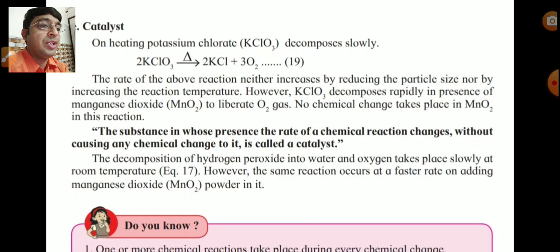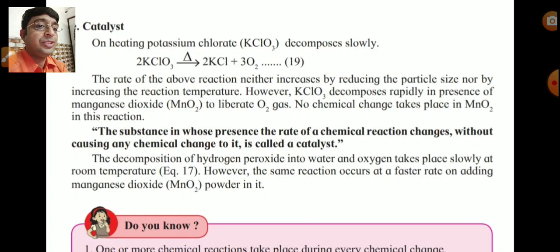No chemical change takes place in MnO2, that is manganese dioxide. It acts as a catalyst in this reaction. So the definition of catalyst is also given here. What is the definition? Mark there. The substance in whose presence the rate of a chemical reaction changes without causing any chemical change to it is called a catalyst. So this is the definition of catalyst.